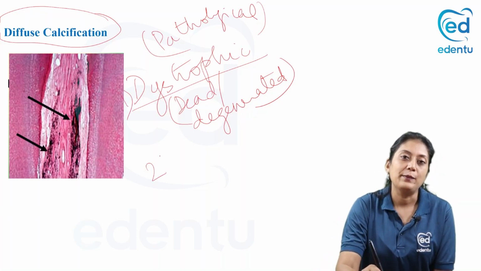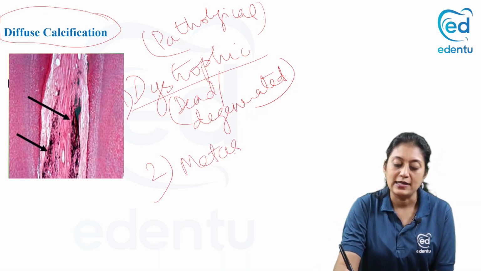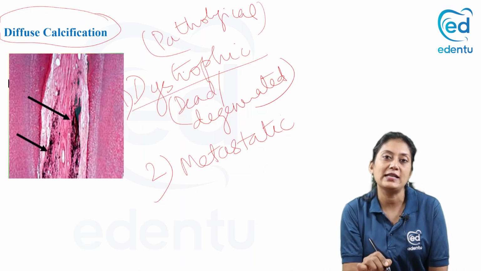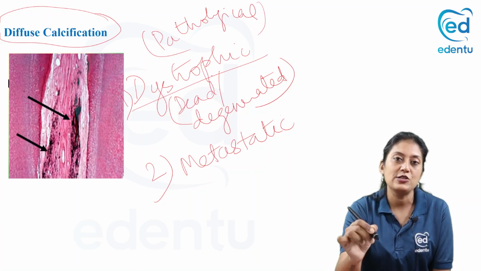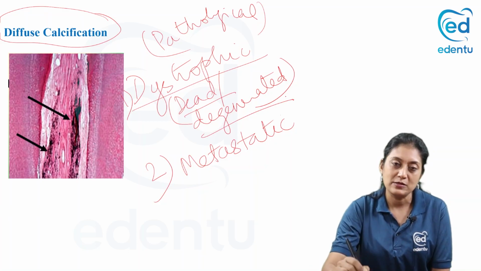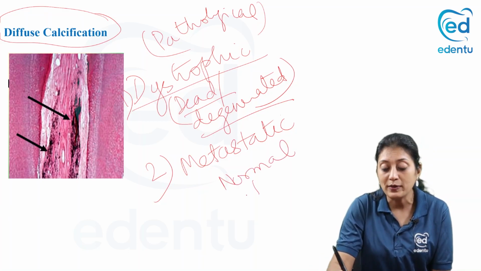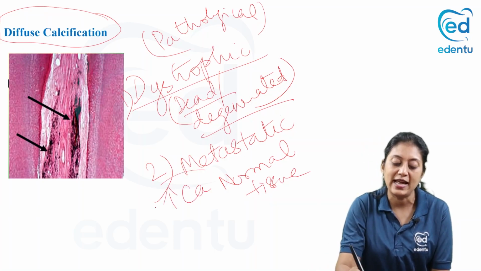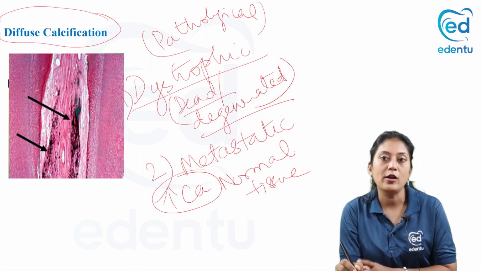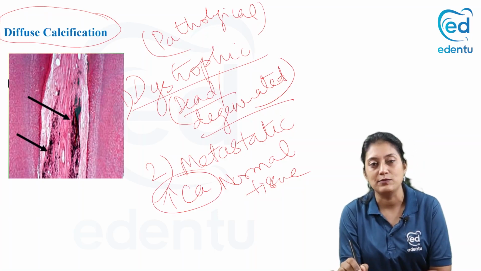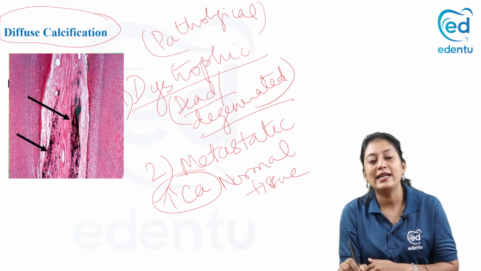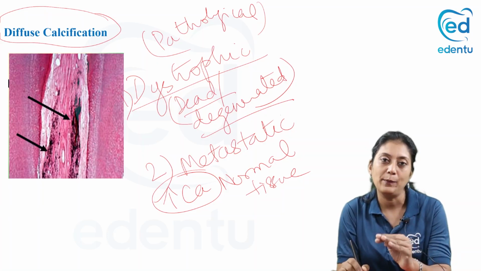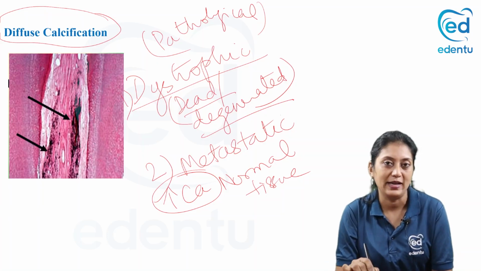Just for your understanding, there is another type of pathological calcification that's called metastatic calcification. So what is the difference between dystrophic and metastatic calcification? Dystrophic calcification will occur in dead or degenerated tissue, whereas metastatic calcification will occur in normal tissue. Why should normal tissue get calcification? Because of increased blood calcium. The normal serum calcium level in the blood is 9 to 11 milligrams. But sometimes when the blood calcium is increased, hypercalcemia occurs. That excessive calcium will get deposited in the normal tissue. That is what is called metastatic calcification.